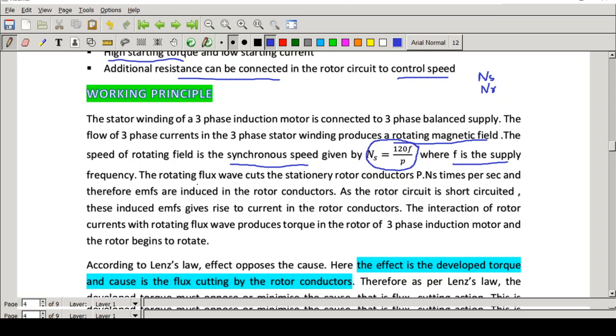So what happens is that now you are keeping the stationary rotor conductors in the rotating magnetic field. What is the speed at which this magnetic field is rotating? Synchronous speed. When we keep these rotor conductors in this changing magnetic field, as per Faraday's laws of electromagnetic induction, an EMF will be induced in the rotor. Now the rotor circuit is short circuited, right?